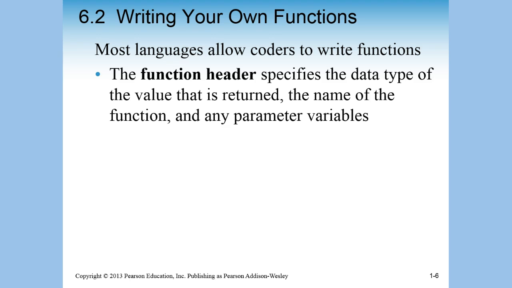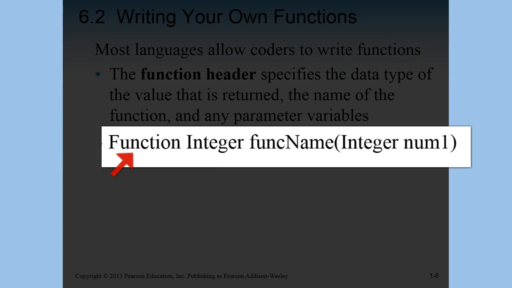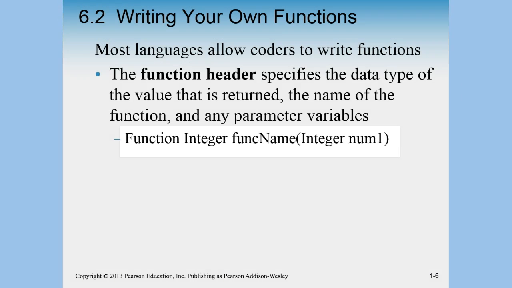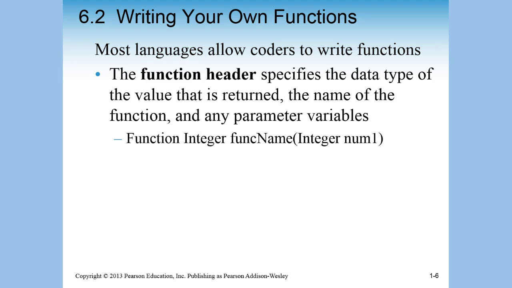When writing your own functions using pseudocode, you first start with the function header. The header starts with the word function, followed by the data type that will be returned by the function, then the function name, an opening parenthesis, the data type of the parameter if there is one, and finally the name or names of the parameters that will hold data being passed into the function. In our example here, the function's name is funcName. It's of the integer data type. It has one parameter. It's an integer, and the parameter's name is num1.